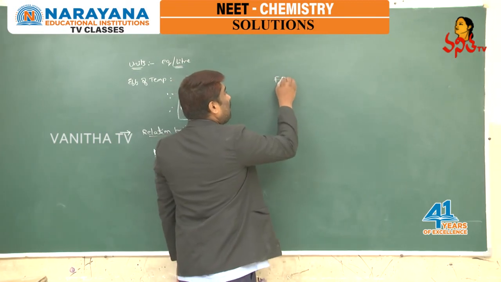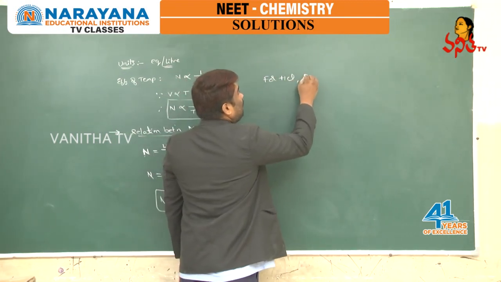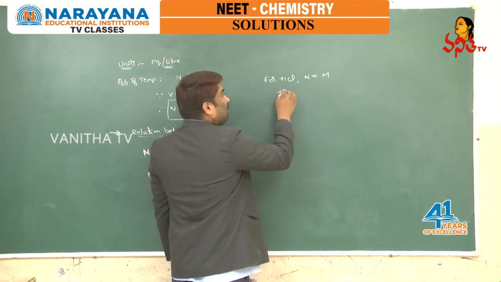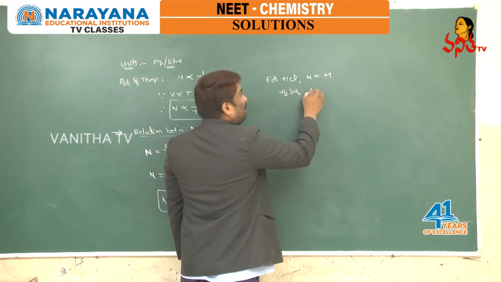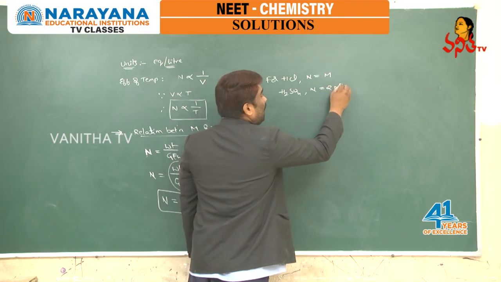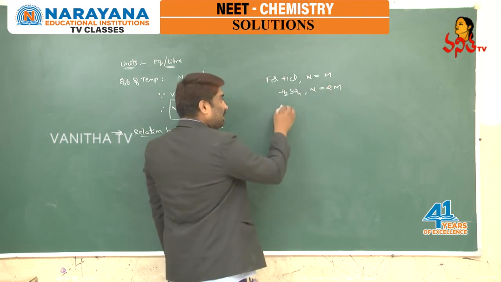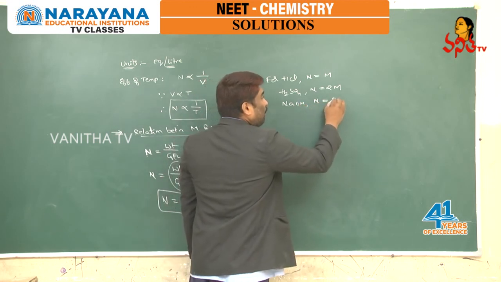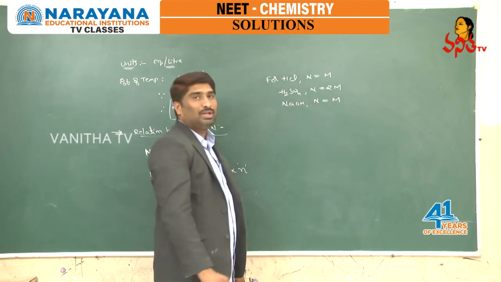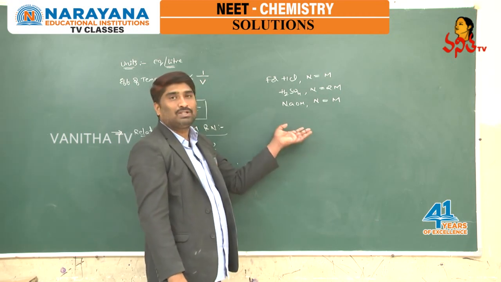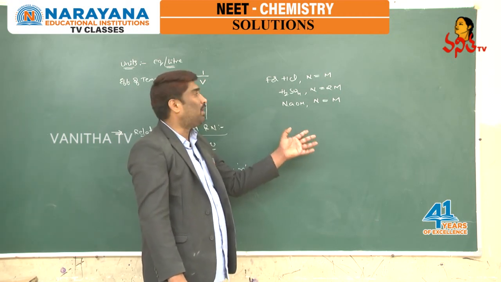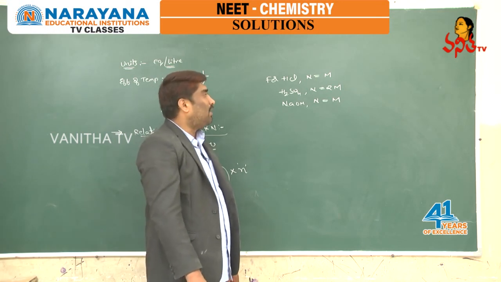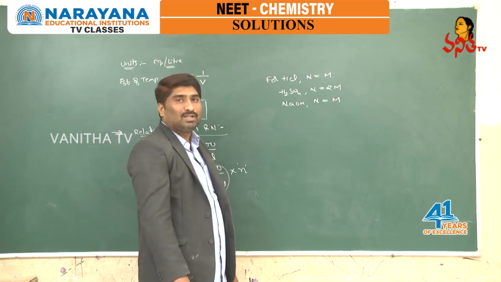For example, for HCl, normality is equal to molarity because it is a monobasic acid. For sulfuric acid, normality is equal to 2 into molarity as it is a dibasic acid. For sodium hydroxide, normality is equal to molarity because it is a monoacidic base. So this is the relation between normality and molarity. Today's session is completed, and other relations of normality we will discuss in the next session.